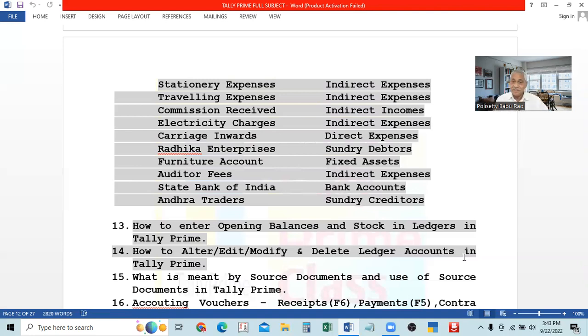So the check will be used. That is a source document. There are many documents, and this is one of the source documents. So number one, bill or invoice. Number two, cash memo or cash bill or cash invoice. Next, number three, receipt for payment and receipt of cash, and then check.